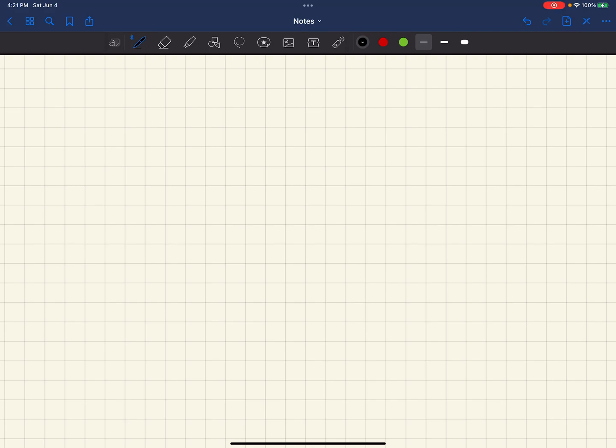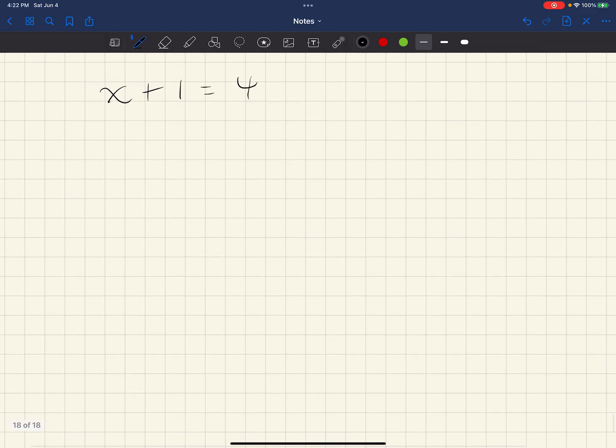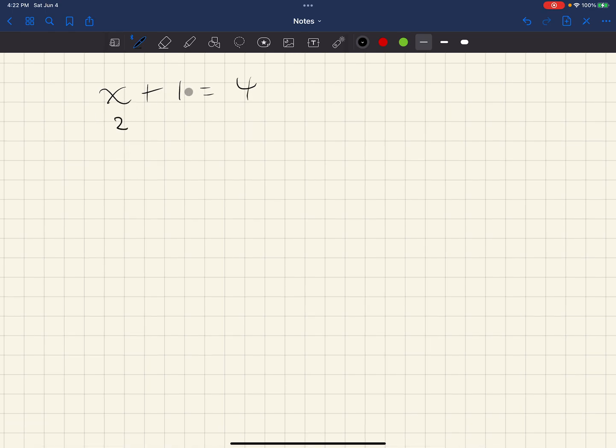All right, let's take a look at these problems here. So I got x plus 1 is equal to 4. All right, well, let's take a look. X plus 1 is equal to 4. So automatically, you can probably guess what x would be equal to. If I put 2 as x, 2 plus 1 does not equal 4. 2 plus 1 is equal to 3, so that doesn't work. 3 plus 1 is in fact equal to 4.